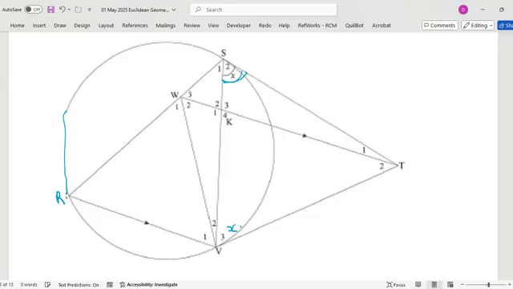Talk to me. Do we agree that we've got W, which W? W2. W2 is equal to X, and what is the reason? Angles subtended by the same segment, if I'm not mistaken.